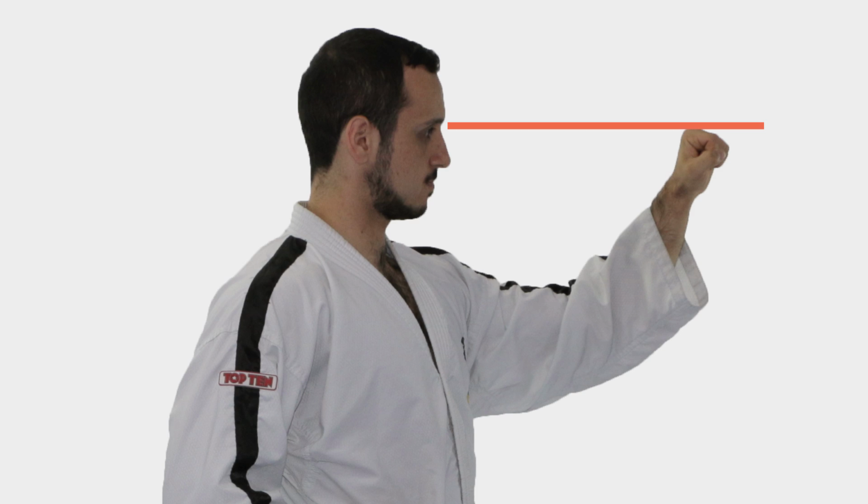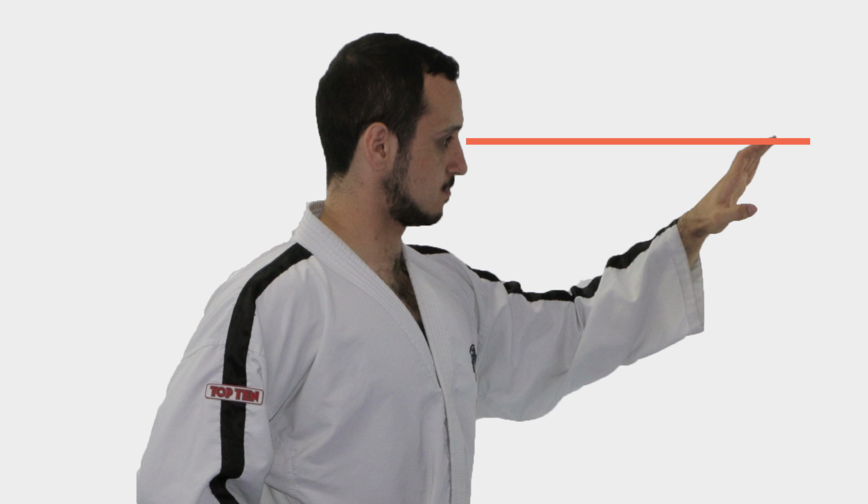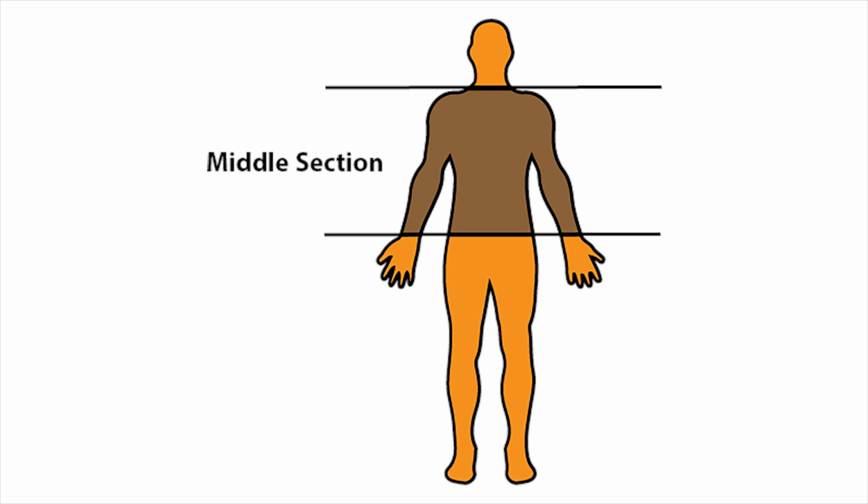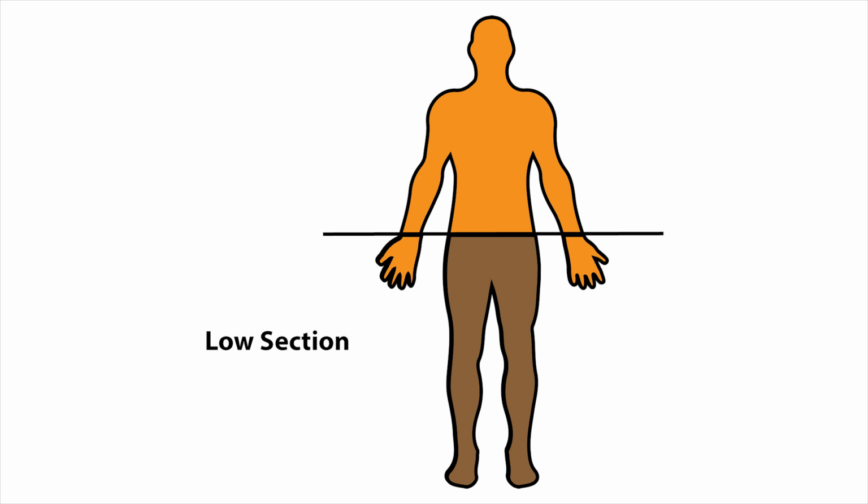When you perform high block, make sure that your fist or your fingertips are at eye level. This is to protect your high section. Now if you're not sure of the three sections of the body as defined in Taekwondo, your high section is from your neck above, your middle section is from your shoulders to your umbilicus, and your low section is below your umbilicus.